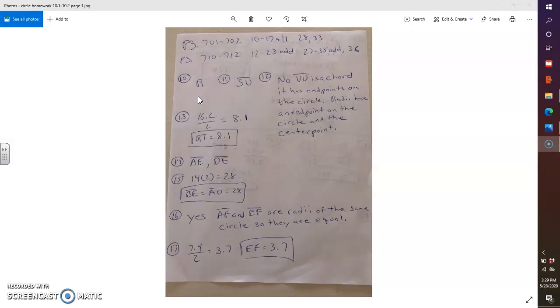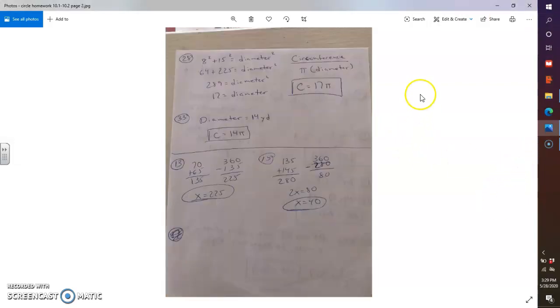Number 16, all radii in the same circle are equal. So we can assume that AF and FE are equal, and that's an important concept to remember throughout this chapter, that radii in a circle are always equal. And number 17, they give you another diameter length of DA. So therefore, a radius EF has to be half of that. So 7.4 divided by 2 is 3.7.